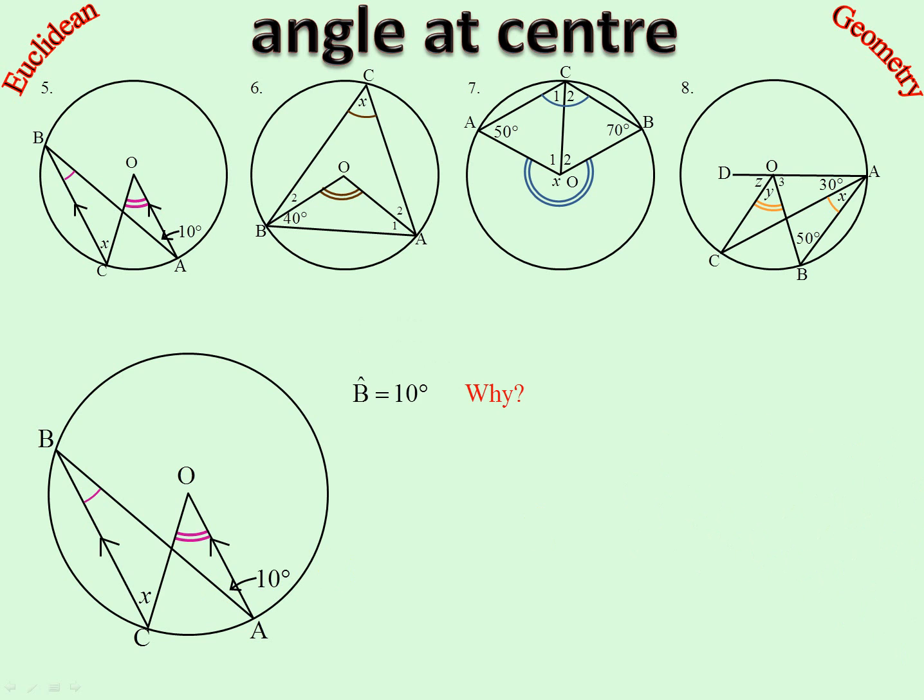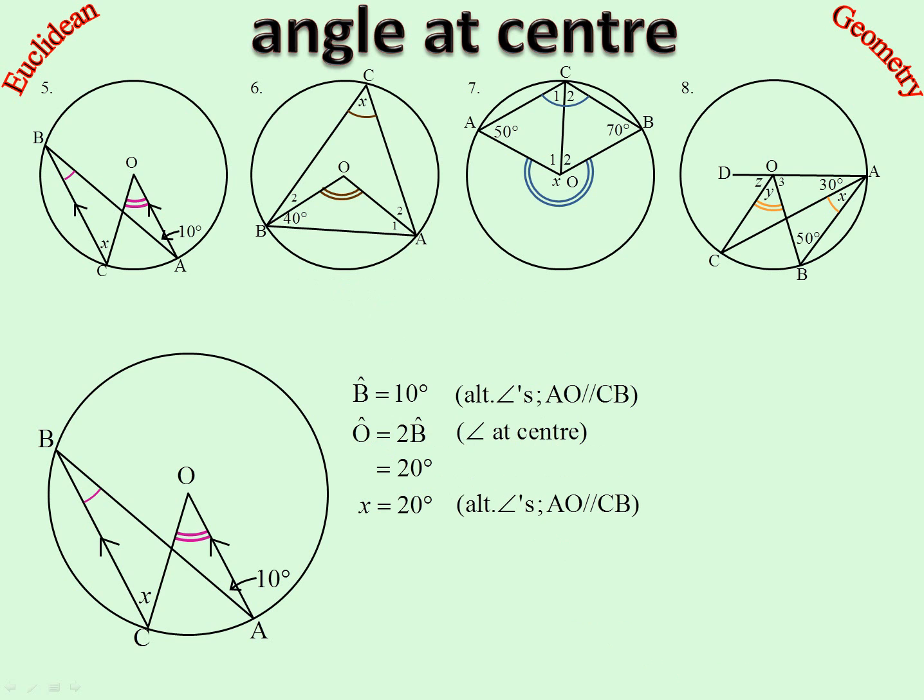So we're going to go right to there. B is 10 degrees. Why? Alternate angles, AO parallel to CB. That means we know O, because O is 2B, angle at center, and therefore X is also 20 degrees. Also, alternate angles, AO parallel to CB.